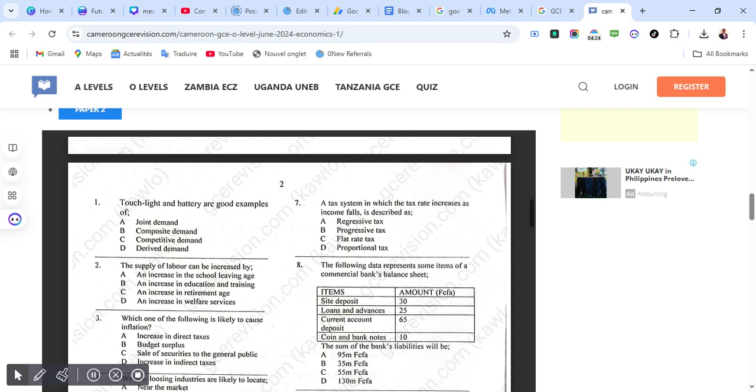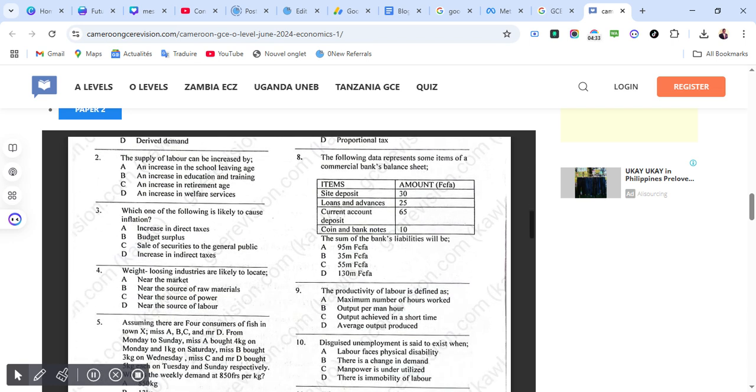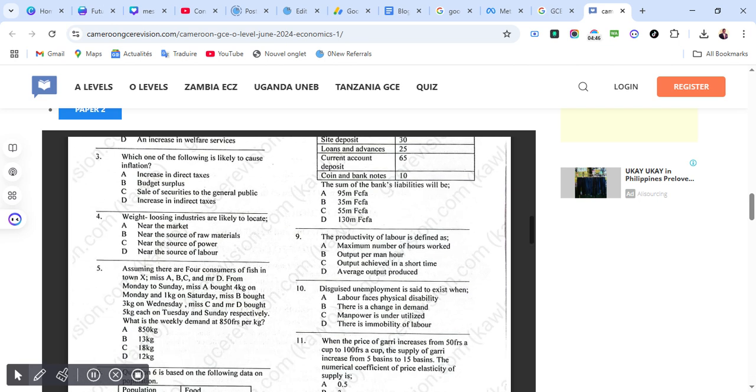The following data represents some items of a commercial bank's balance sheet. They give us these items, and question 8 asks that the sum of the bank's liabilities will be. When you look at this table, you see that the correct answer for number 8 is A, which is 95 million francs.